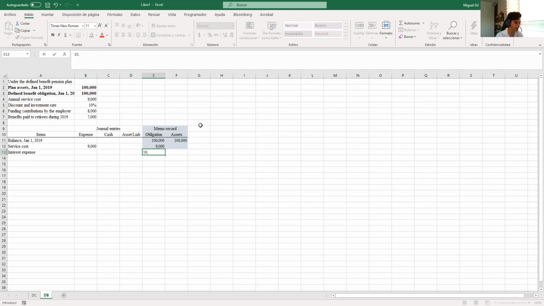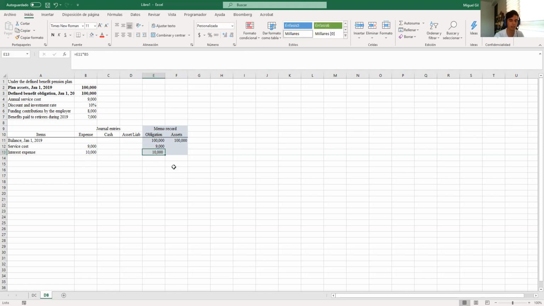I can keep that, and I'm just going to change the format to make it look nice like this, 10,000 pesos. Okay, so this is what I will do in here. And what do you think I need to do in the journal entries? What do you think I need to report in here? Of course, an expense, right? It is an interest expense.